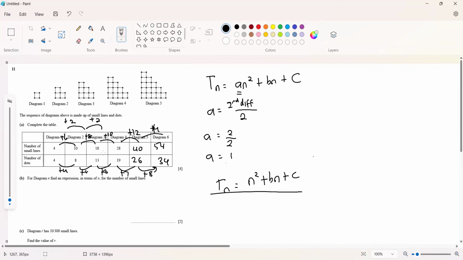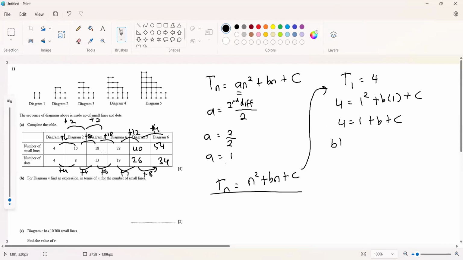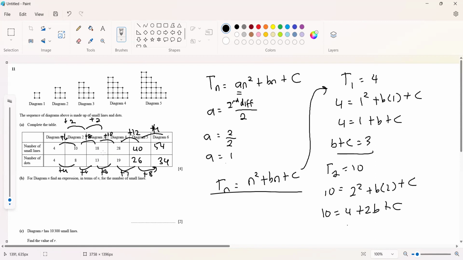So actually B is 0, but if you want to see why, we know that from here, let's say we take the first term, T1 equals 4, right? So we know that 4 equals 1 squared plus B times 1 plus C. 4 equals 1 plus B plus C. B plus C equals 3, right? And then T2 is 10. So we know that 10 equals 2 squared plus B times 2 plus C. So 10 equals 4 plus 2B plus C. And then finally 2B plus C equals 6.